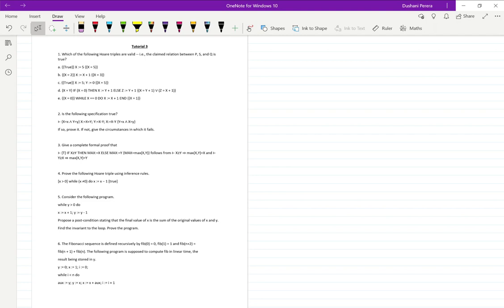Now let's look at part E. We have x equals 0. Then in the body we have while x equals 0, do x equals x plus 1, and then we have x equals 1.